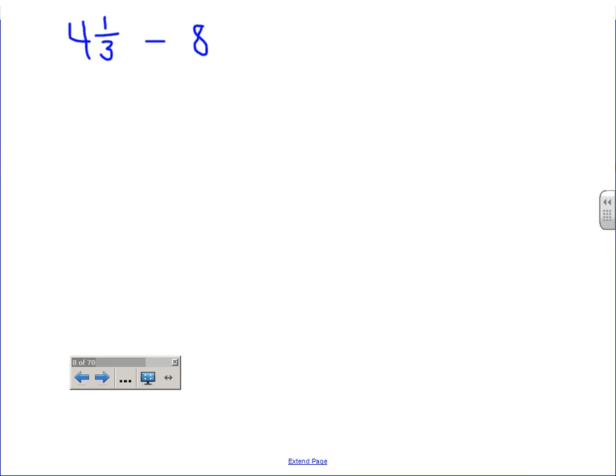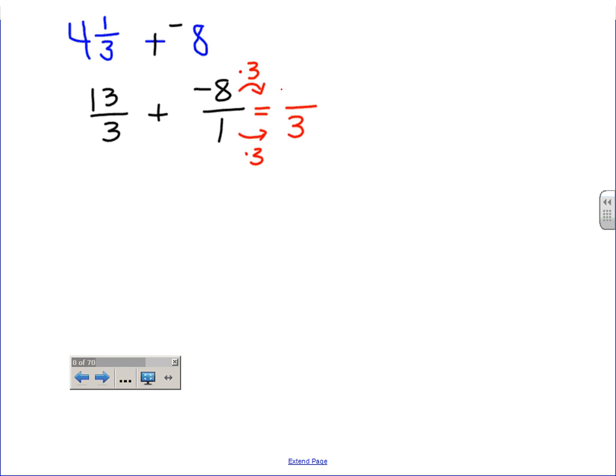Let's try one more problem. All right, I have 4 1/3 minus 8. And so I'm going to add the opposite. I'm going to start by changing this to an improper fraction. 3 times 4 is 12, plus 1 is 13 over 3, plus negative 8. And if there's not a fraction, I can put it over 1. Let's get a common denominator now. My common denominator would be 3. So I'm going to do 1 times 3. Negative 8 times 3 is negative 24.